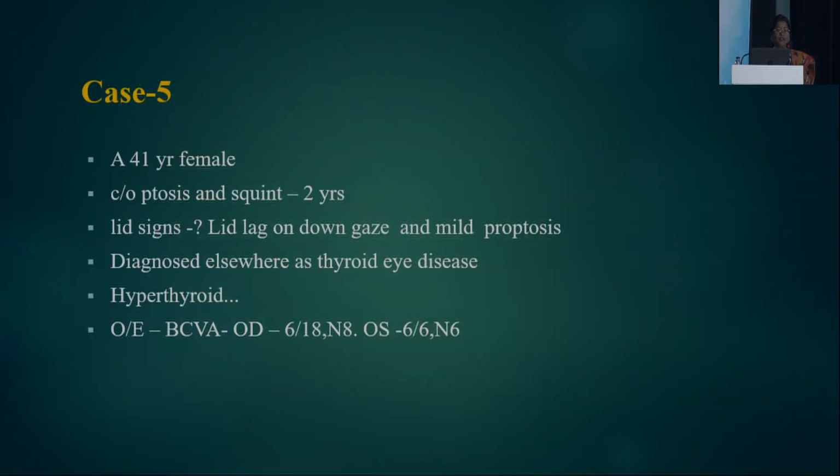So this is a 41-year-old female. She was referred to us as thyroid eye disease. She had ptosis, she had squint for 2 years with lid signs. So I'll see how you guys are picking up the lid signs. There's a drop in the right eye vision, and that of the left eye is normal.